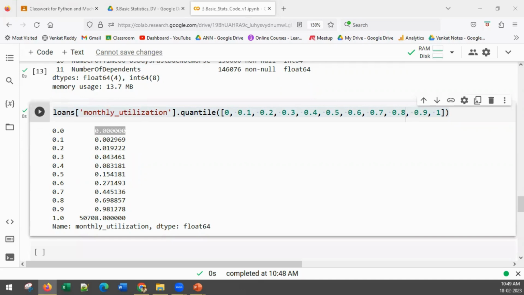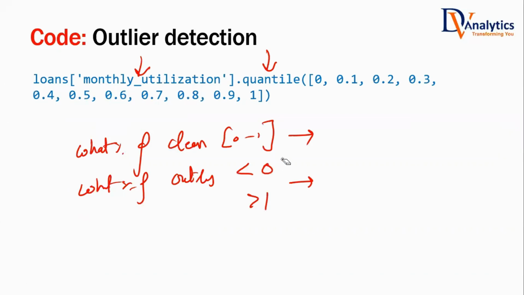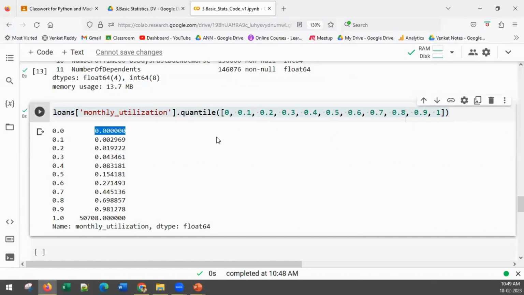What is 0 percentile? 0 percentile is coming out to be 0. So what's the minimum value? Minimum value is 0. Okay. So are there any low side outliers? Are there any values less than 0? No, sir. This side we are safe. Minimum value itself is 0. 10 percentile fine, 20 fine, 30 fine, 40, 50, 60, until 90 percentile, everything is fine.